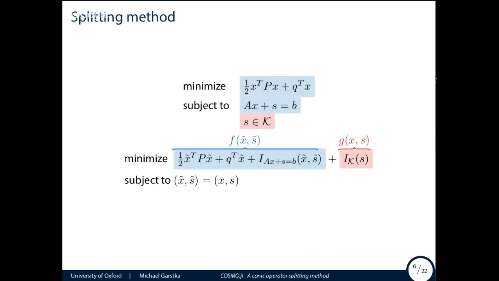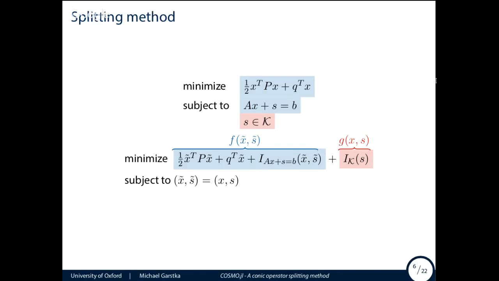And this is our problem format. So the way we put our problem into this ADMM format is we take the two constraints, so the equality constraints, Ax plus s equal to b, and the conic constraint, s in the cone, and we just move them to the objective function using these indicator functions. And the indicator function just evaluates to infinity if the variable is not in the set, or to 0 if it's in the set. So that's kind of an equivalent form of the problem.